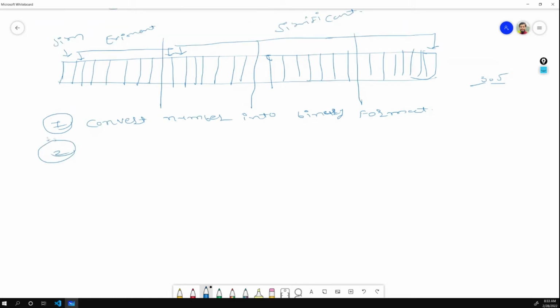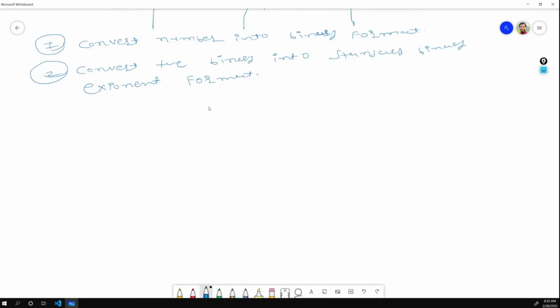The next step is to convert the binary into standard binary exponent format. The standard binary exponent format is 1.x e raised to plus or minus y. In real life we see numbers like 1.000 e raised to plus or minus y; this is generally the standard exponent format. In Excel, if you write bigger data, it will convert into exponent format.